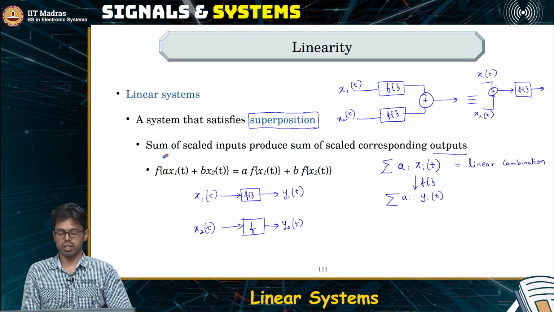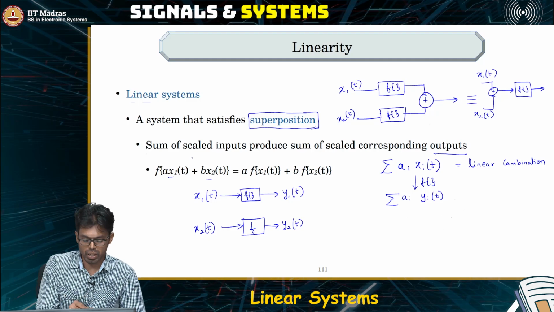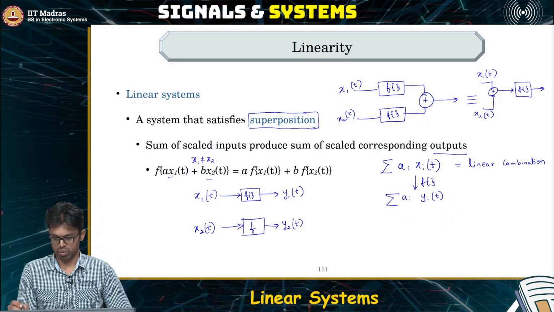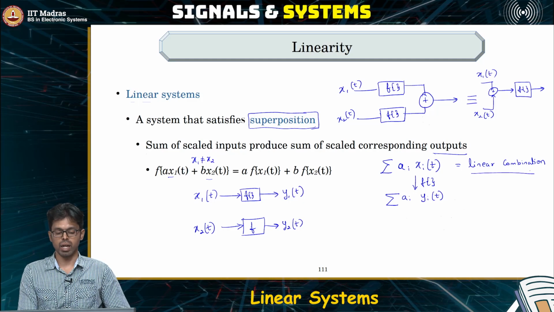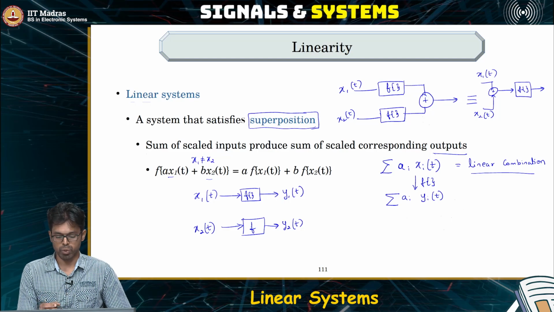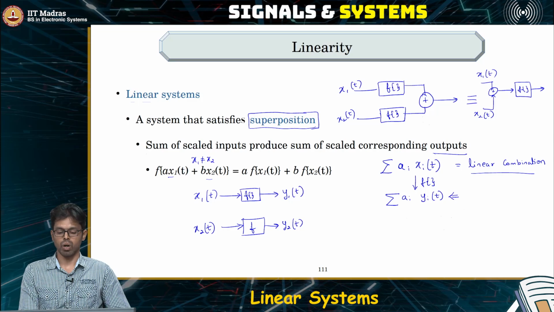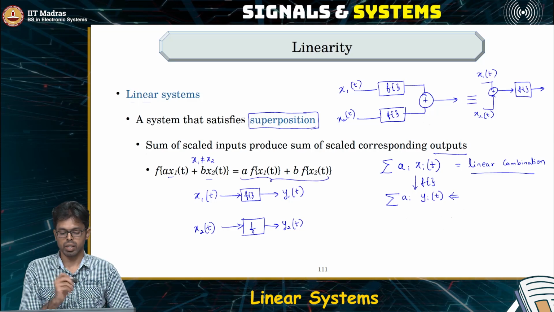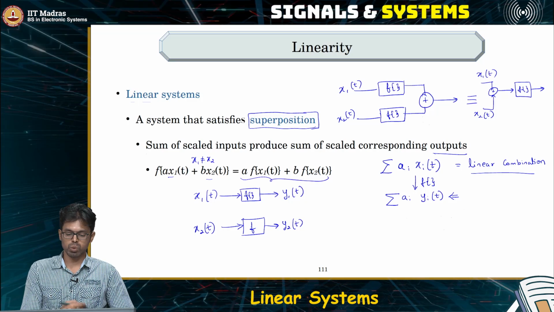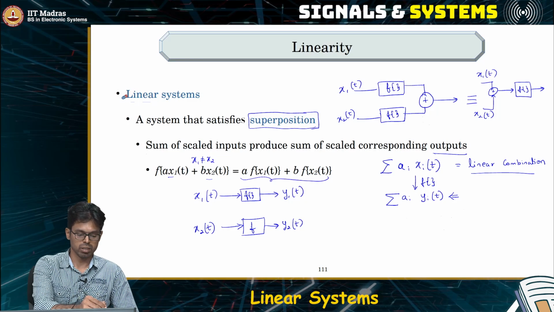And how do you check it? You take two inputs x1 and x2 which are not equal. Take a linear combination of them, feed them as the input to the system, observe the output, and if that output is equal to the linear combination of the individual outputs, then you say that the system is satisfying the superposition property. And because the superposition property is satisfied, we say that the system is a linear system.